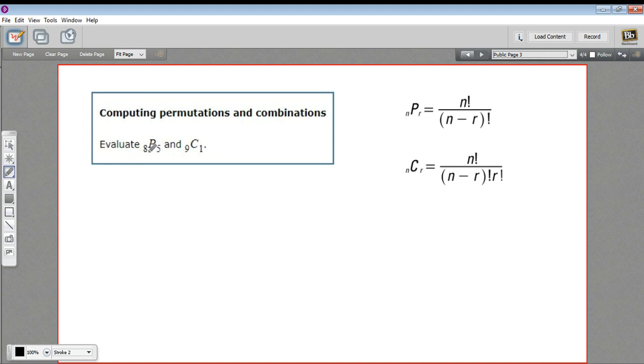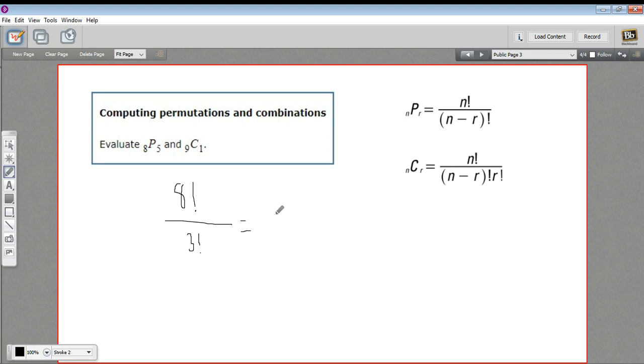So this problem says evaluate 8P5 and 9C1. What this means is we're asking how many permutations there are when you choose 5 things out of a group of 8 and the order matters. To do this, you take the total number of things, that's our 8, and you take the factorial of that and put it over the factorial of the total number minus the amount you're choosing. So in this case, 8 factorial on top, and on the bottom, n minus r, so 8 minus 5, it would be 3 factorial.